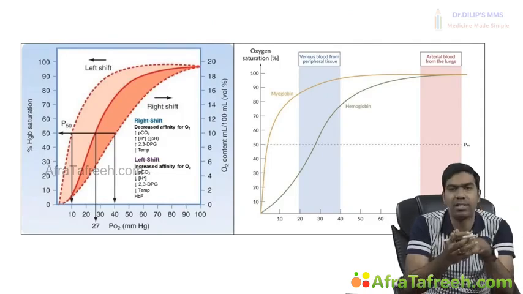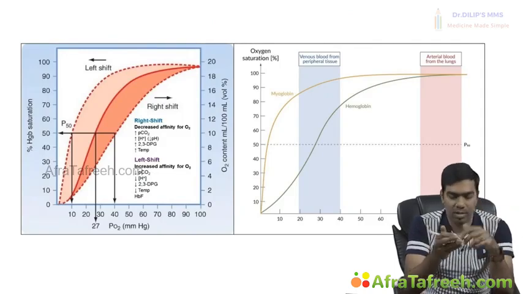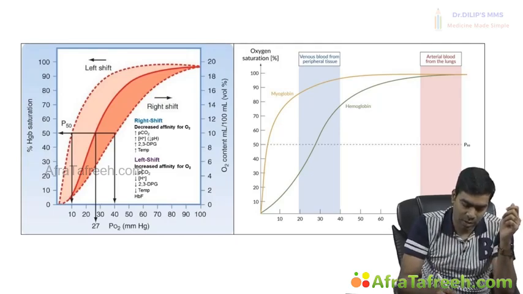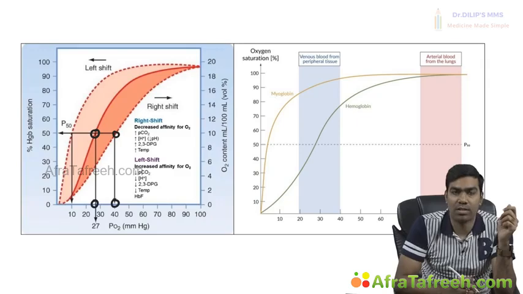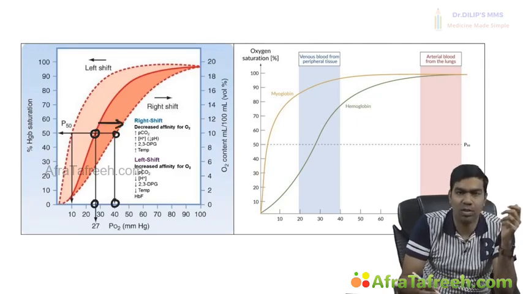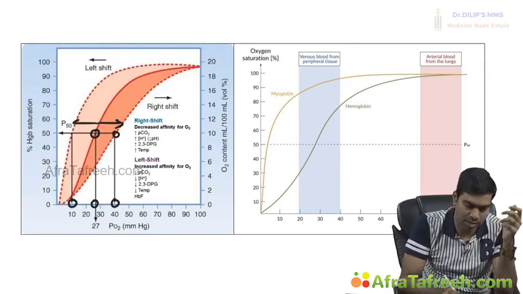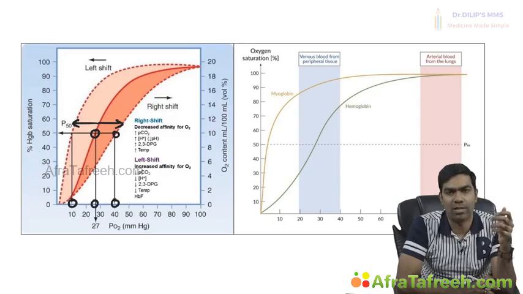For example, you can see this slide. What are the conditions that will shift the ODC towards the right? In this condition, this is the P50 here. I have given an average of 27. So here, this is the P50 for this particular curve, which means it has shifted to the right. Here, if you see, this is the P50 that is 10 in this hypothetical example, which means the oxygen hemoglobin dissociation curve is shifted to the left.